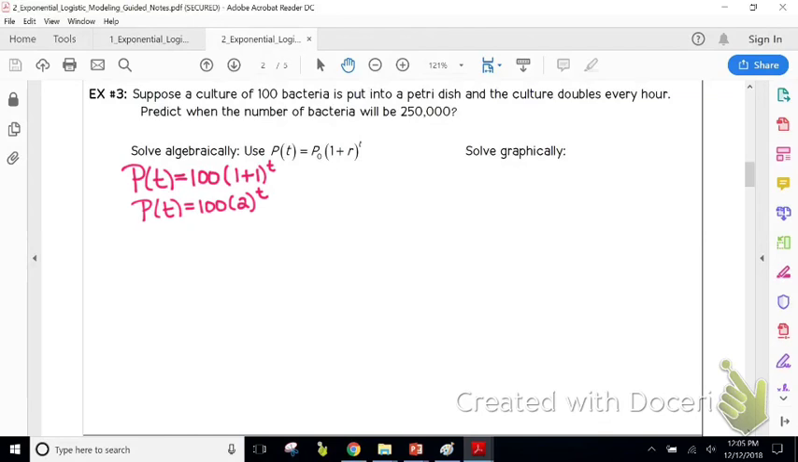So our equation is 100 times 2 to the T. Now, what else do we know in this? What is that 250,000? That's my ending amount, right? That's my P of T. And it says predict when. So we're trying to solve for T, aren't we? All right, so let's go ahead and plug the 250,000 in.